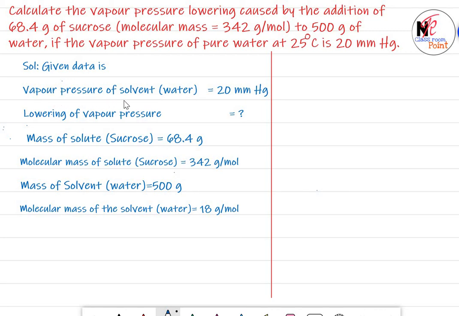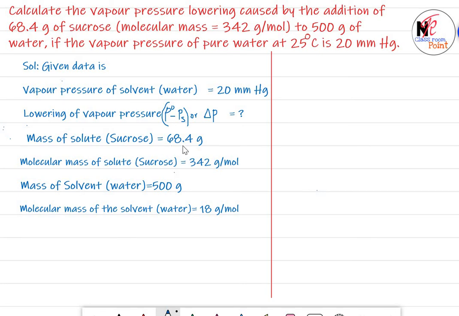First of all, the vapor pressure of the solvent, pure water, they mentioned here, is 20 millimeters of mercury. Lowering of vapor pressure. What does it mean by lowering of vapor pressure? It is nothing but the difference between the pure solvent vapor pressure and the solution vapor pressure. That is called lowering of vapor pressure. Or simply, since it is the difference between the two pressures, we can call it delta P. So that has to be calculated.